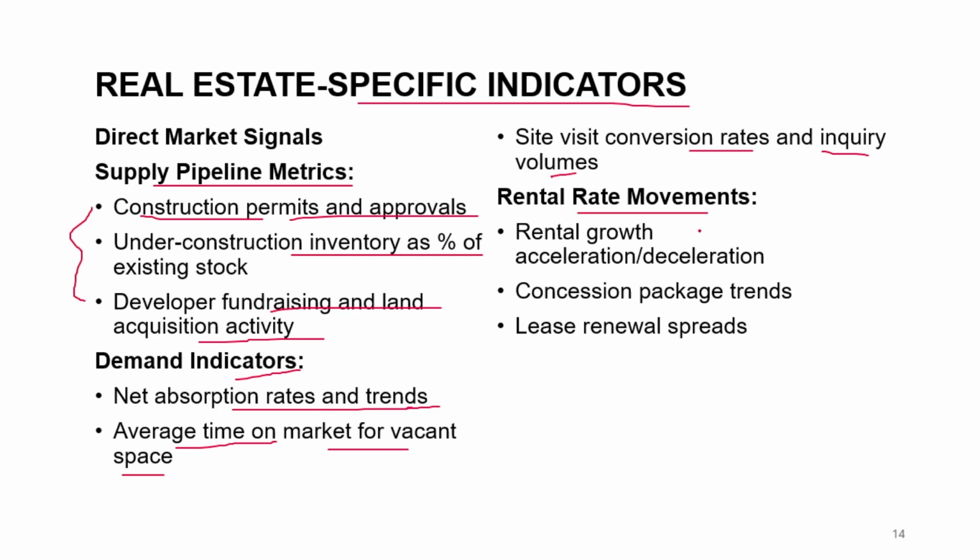Then we have rental rate movement. So, what is the current rental growth, and whether it is accelerating or decelerating, that we can see. Then concession package trends. So, what is the concession package currently, or if there is a concession package or not. These kinds of things can tell you the rental rate movement. And then lease renewal spreads, that is, after a particular lease period got over and the tenant has renewed their lease, has there been an increase in the lease or not. That kind of thing can tell you where the market cycle is heading.